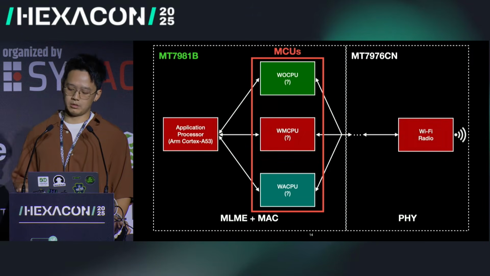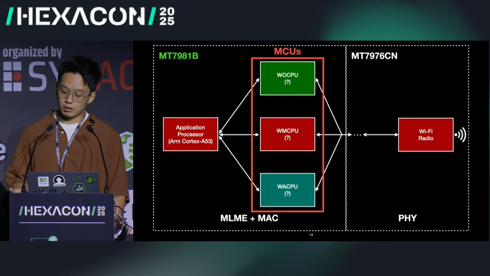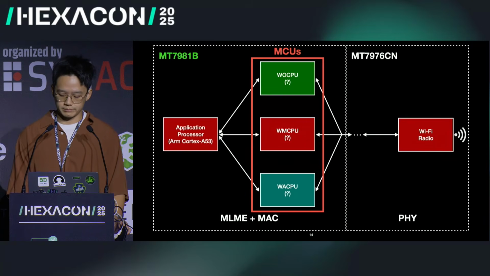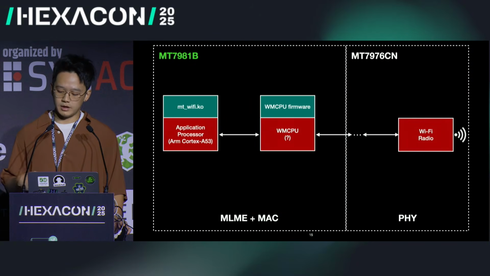WA CPU and WL CPU are related to transmission and aggregation. We haven't studied them in depth, so we won't cover them here. Today, we only focus on the application processor and WM CPU. The WM CPU mainly manages the MAC and physical layer and receives Wi-Fi frames from the Wi-Fi radio.